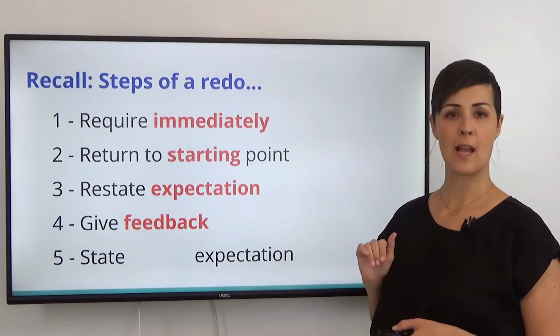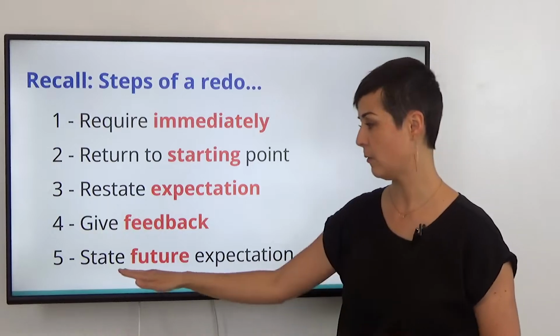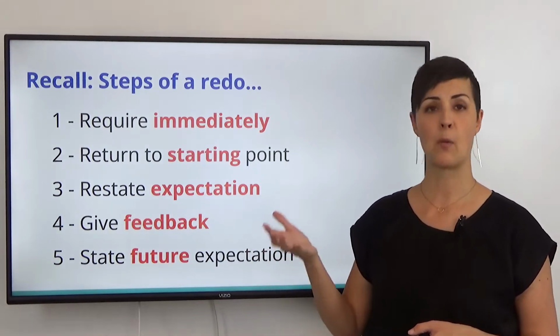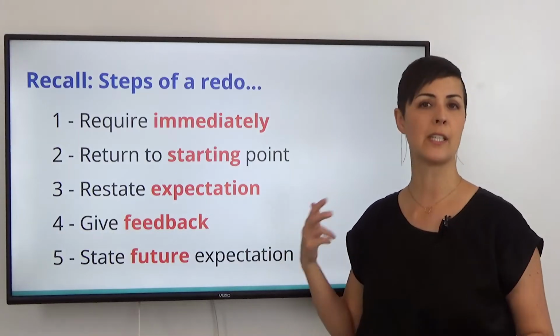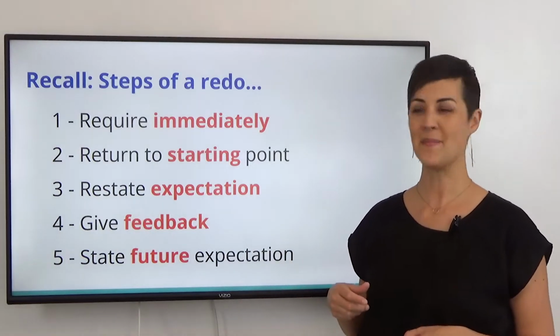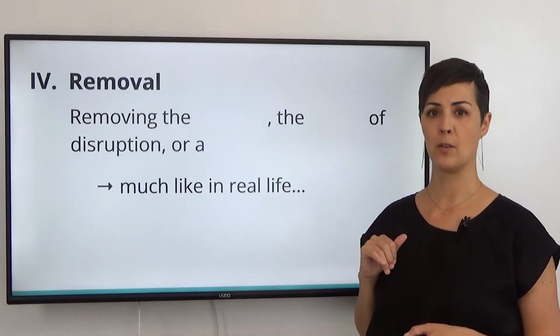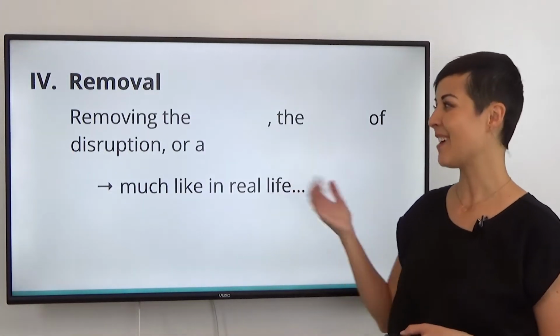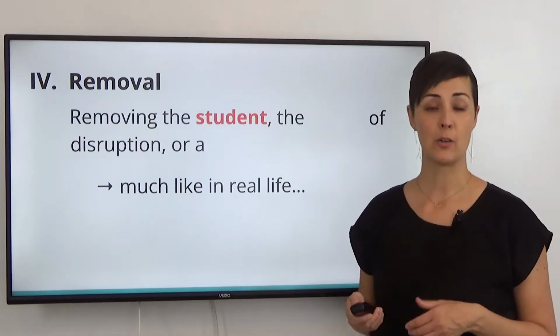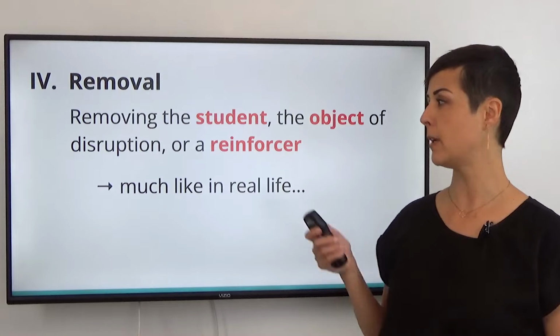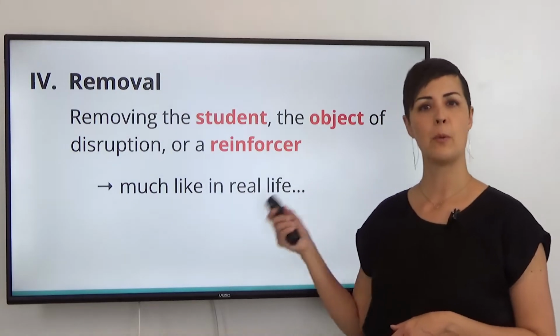And then, as we've done that, I'm going to state the future expectation of behavior. From now on, this is what I want the behavior to look like so that we don't have to keep doing redos all the time. Okay, so hoping that's familiar to you, let's jump now into removal. The definition of a removal is removing either the student, the object of disruption, or a reinforcer, kind of like we would do in real life.